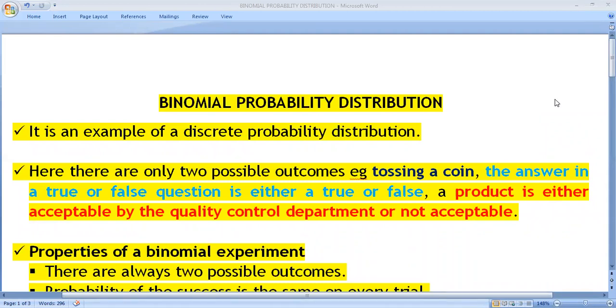Different types of experiments generate different probability distributions. In today's video, I'll talk about binomial probability distributions.